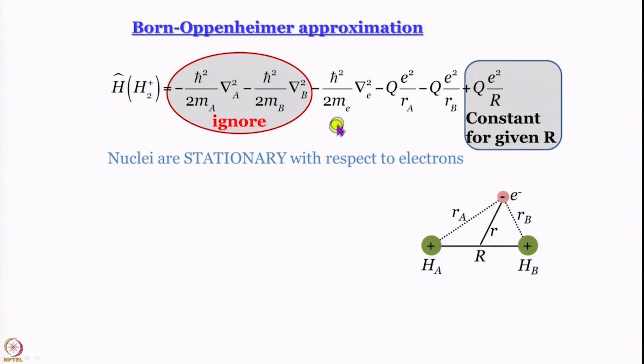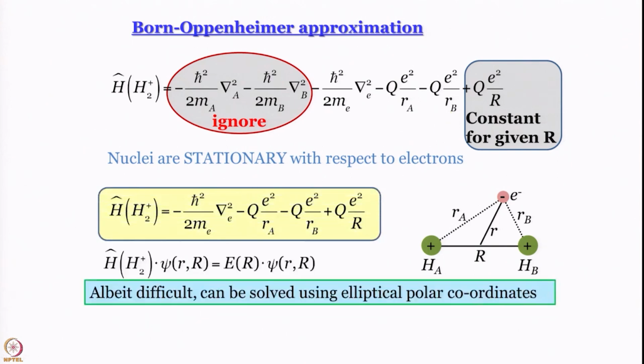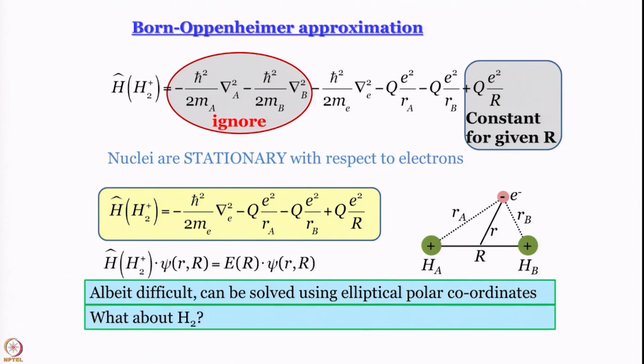So, it becomes very simple. All you have to work with now for H2 plus is this: minus h cross square by 2 me del square minus q square by Ra minus q square by Rb. So, life is simpler, and in fact using elliptical polar coordinates you can actually solve it and get wave functions. But we will not do it because they will become useless the moment you go to H2. So, what we do is we actually use linear combination of atomic orbitals, as we will discuss later.